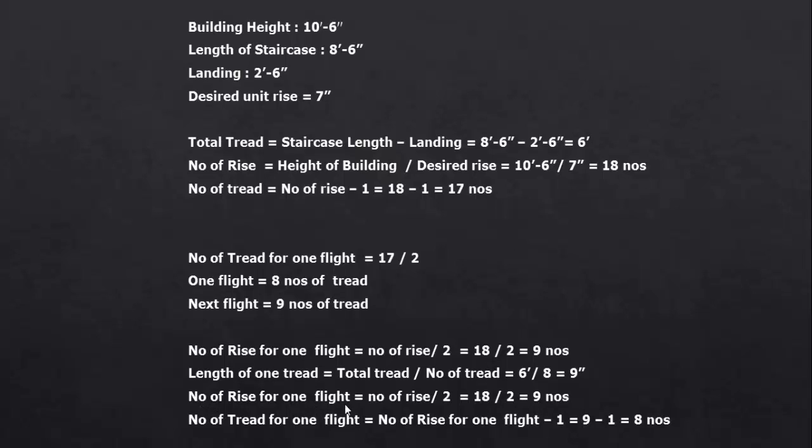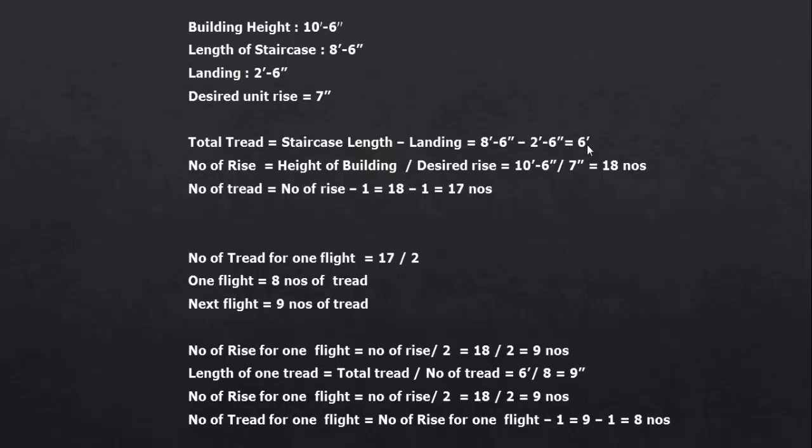Next, number of rise for one flight 9 numbers. Number of thread for one flight will be number of rise for one flight minus 1. So number of rise for one flight 9 minus 1, that is 8 numbers. Number of rise for one flight 9 numbers and number of thread for one flight 8 numbers. So we are getting number of threads and rise for each flight.